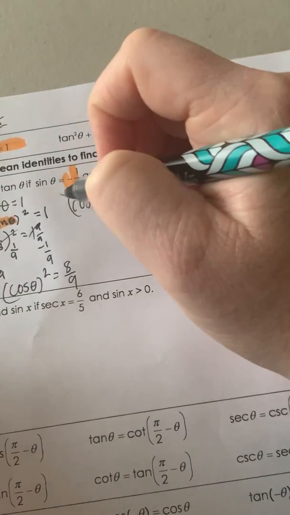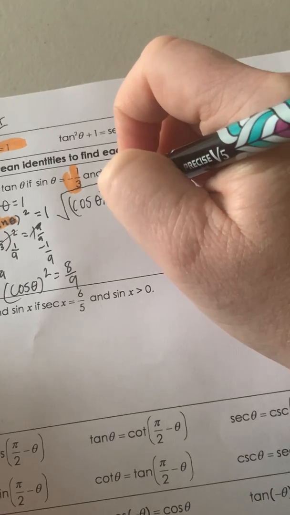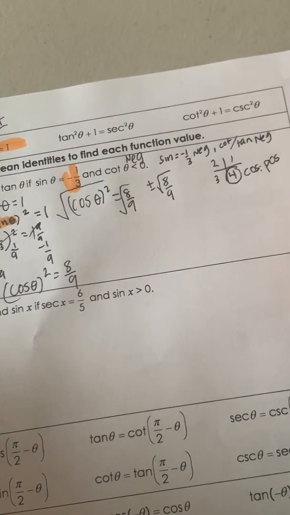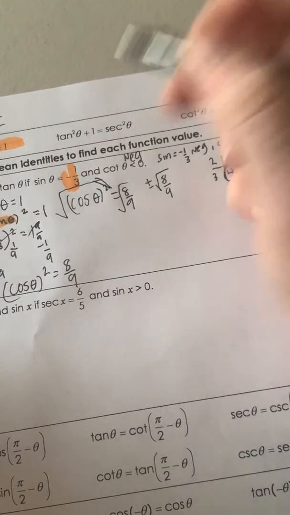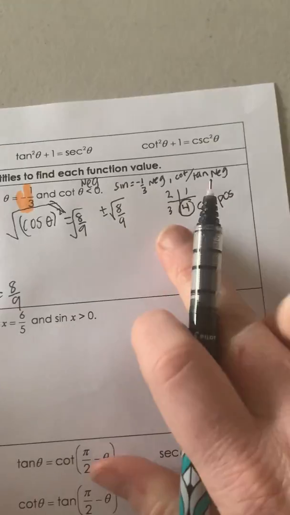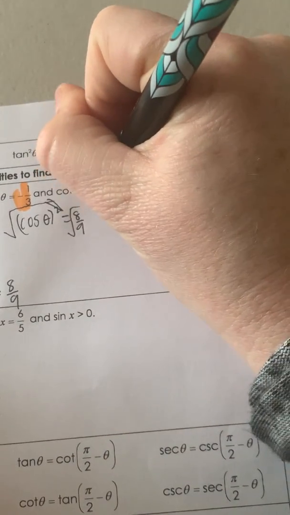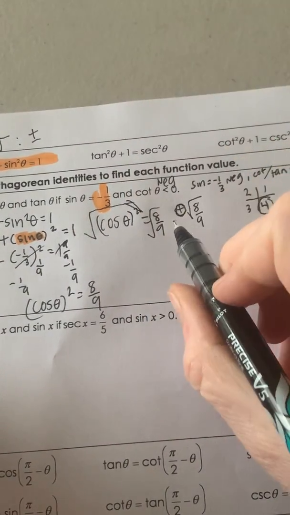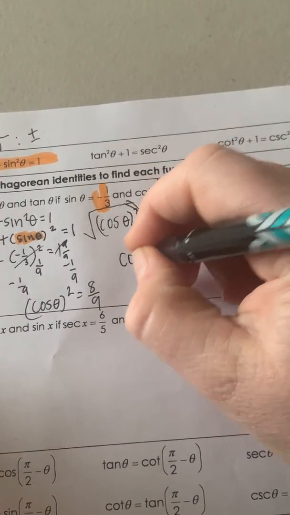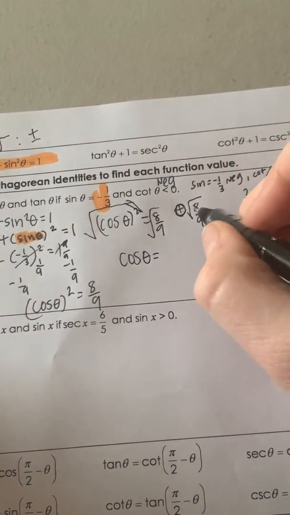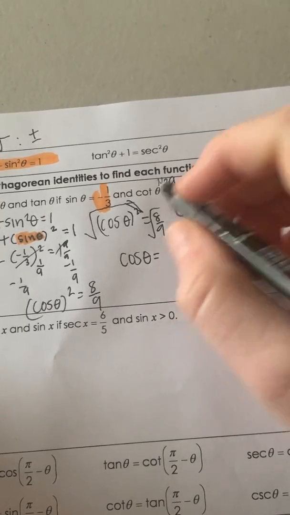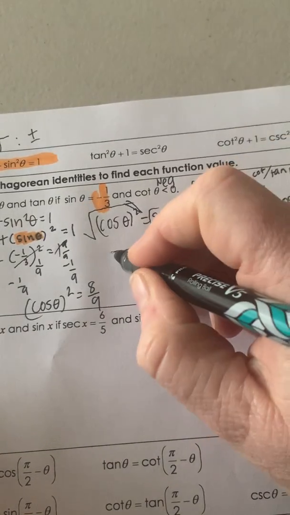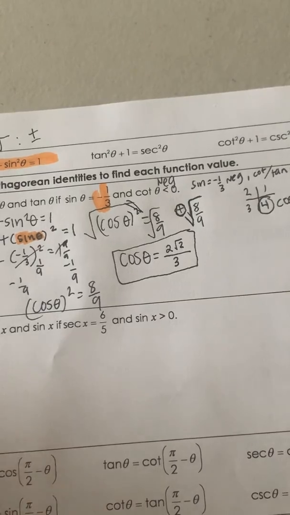So when I square root both sides, my answer is really plus or minus whatever the square root of 8/9 is, because that's a property of square rooting. However, we said right here the cosine is positive, so we're going to take the positive value. If the cosine was negative, we'd just put a negative in front of whatever we found. So cosine theta, if I simplify this, the square root of 8 is 2 square roots of 2, and the square root of 9 is 3. So that's my cosine theta: 2√2/3.